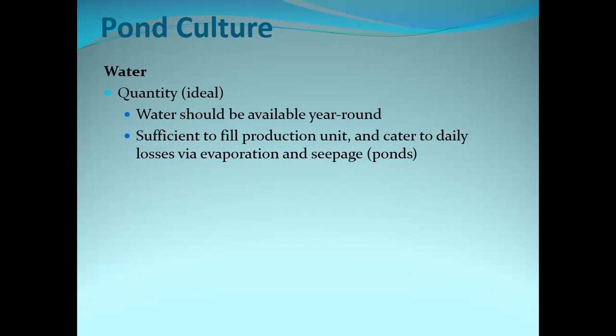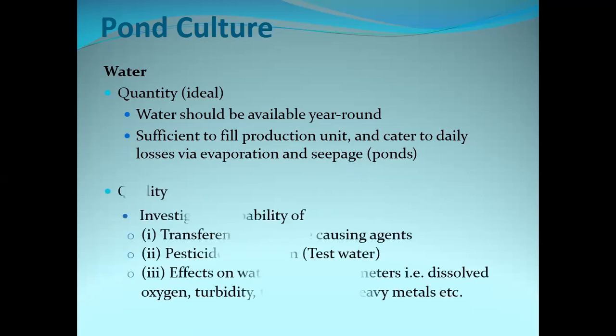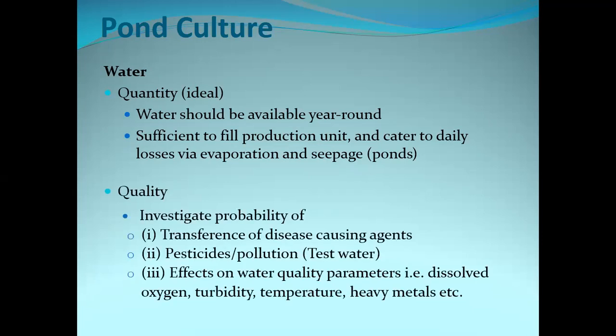So water again, so quantity is you must have sufficient amounts of water. It should be available year round, right? And it should be sufficient to fill the production unit and cater to daily losses via evaporation and seepage from the ponds. You must have good quality water as well, right? Because with good water quality, you would ensure maximum production, right, of your aquatic species. In addition to that, it will be free of contaminants, whether it is pesticides or disease-causing organisms, etc.